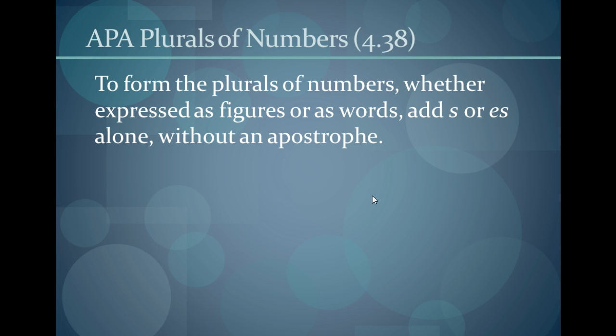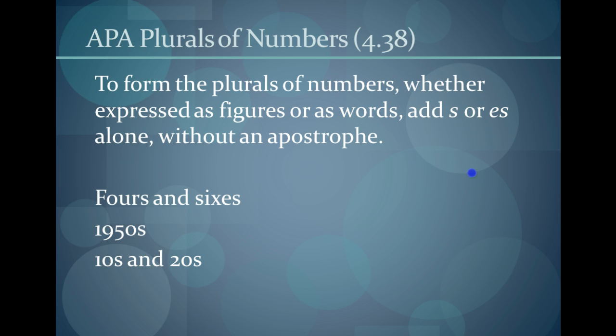If you are using written word numbers, either figures or numbers, you add an S or an ES, but you don't add an apostrophe. For example, if you write the number 4s, you write the number 6s, there's no apostrophe in either one of those. Also, calendar dates like the 1950s, 1960s, those do not include an apostrophe, which is a common error that people make. 10s and 20s, similarly, do not include an apostrophe.